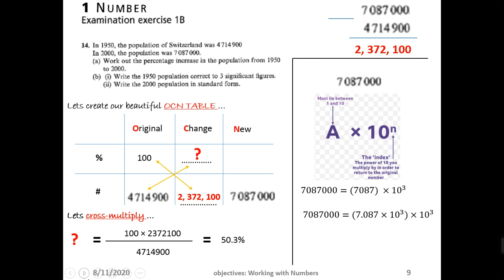So when I multiply two power numbers like 10 to the power of 3 times 10 to the power of 3, we actually add the powers. So the answer will be 7.087 times 10 to the power of 6.